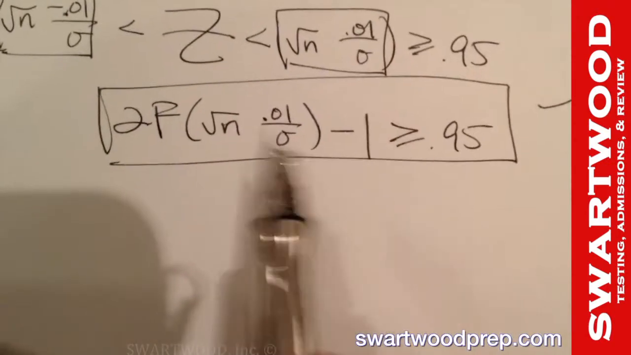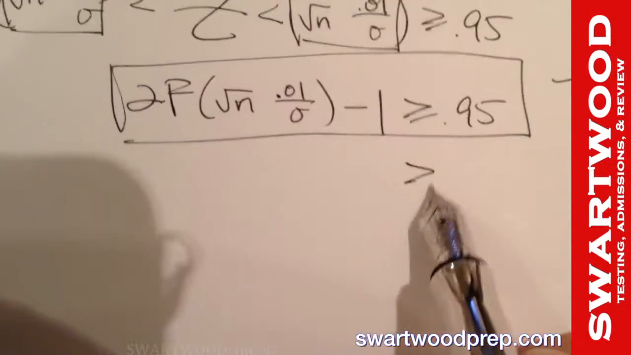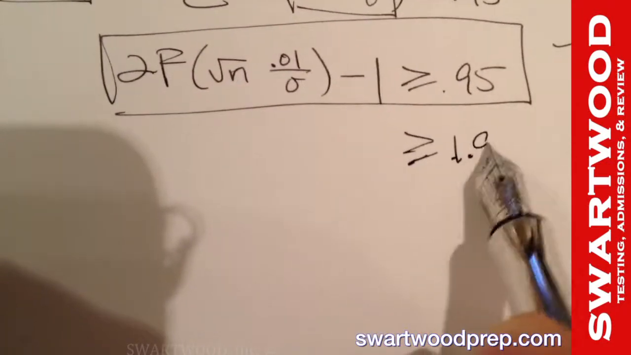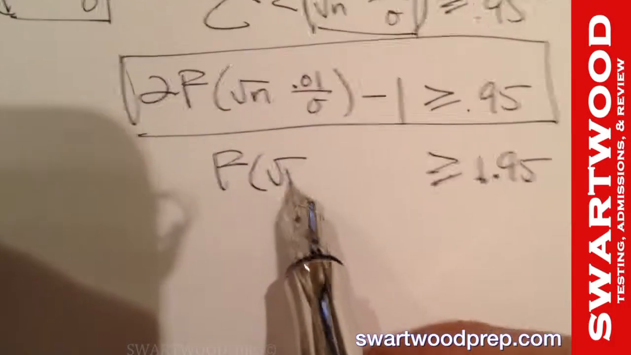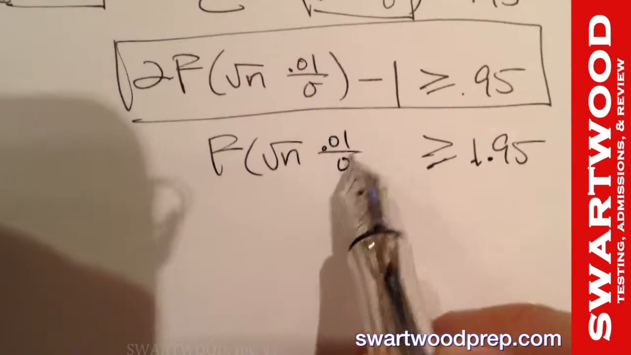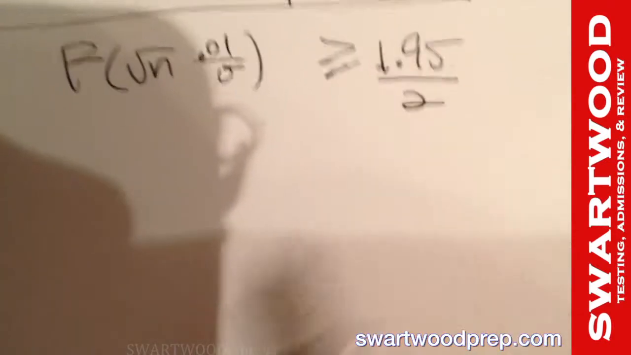Okay, so now we're going to do a little thinking in here, but first let's do some arithmetic. Add 1 to both sides. So this is greater than or equal to 1.95. And then over here, how would you get rid of that stupid 2? Well, these are just numbers at this point, right? So we're going to divide both sides by 2. So we get this guy divided by 2.